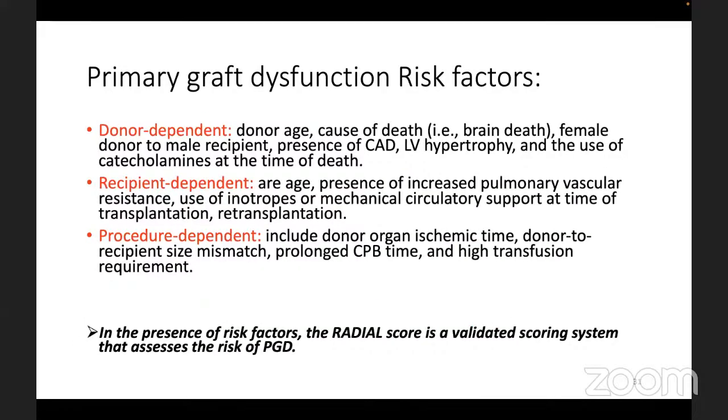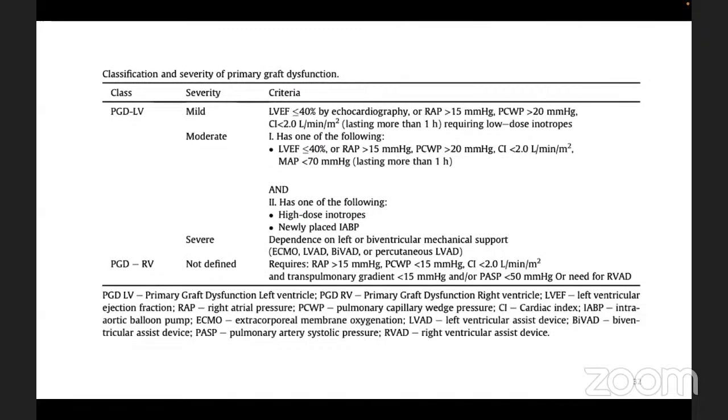However, we link it to some risk factors, including mismatch, prolonged ischemia time, and high transfusion requirements. In the presence of risk factors, what we can do is check the RADIAL score, which is a validated scoring system to assess the risk of primary graft dysfunction.